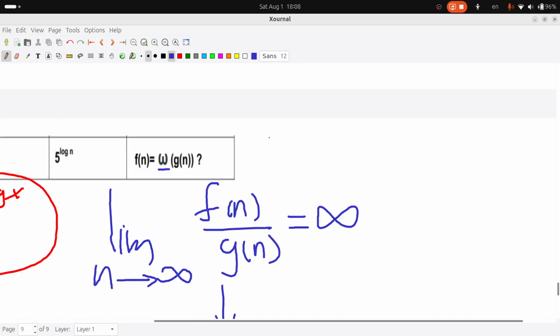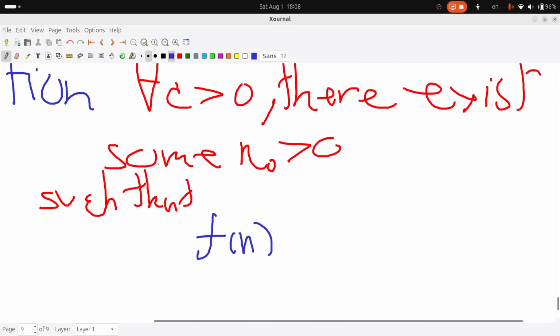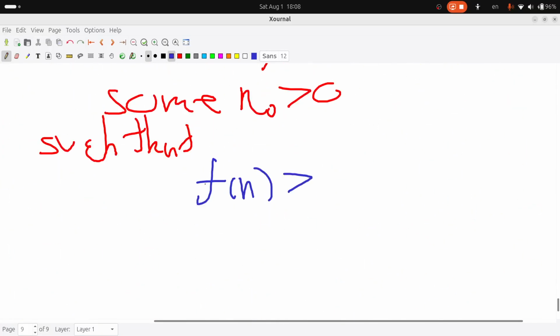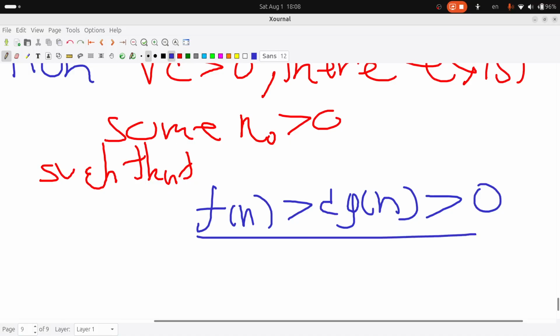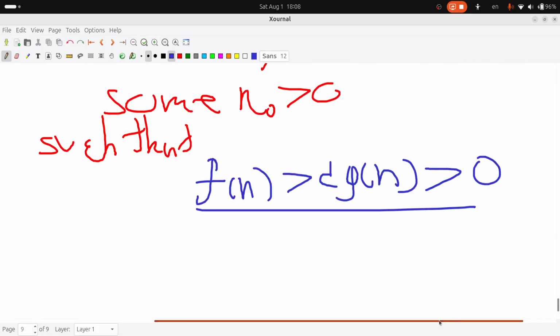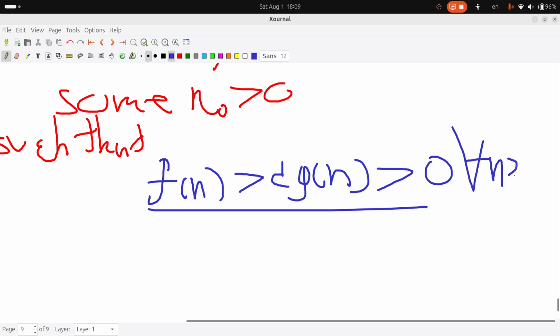because the little omega is the lower bound of some function, the opposite of little o. Little o is the upper bound, right? Little omega is the lower bound. So f(n) should be greater than the lower bound, like c of g(n), and c g(n) is greater than or equal to 0 also. This is the definition, for all n greater than the starting point. So what can we do about this equation?